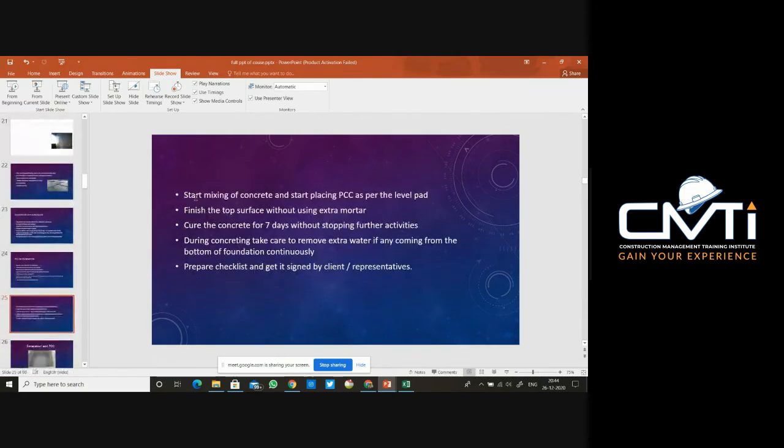Then we start mixing the concrete for the PCC, and the curing period is about 7 days. During the concreting, if there is extra water, we have to remove it continuously. Then we have to prepare a checklist and get it signed by the client.